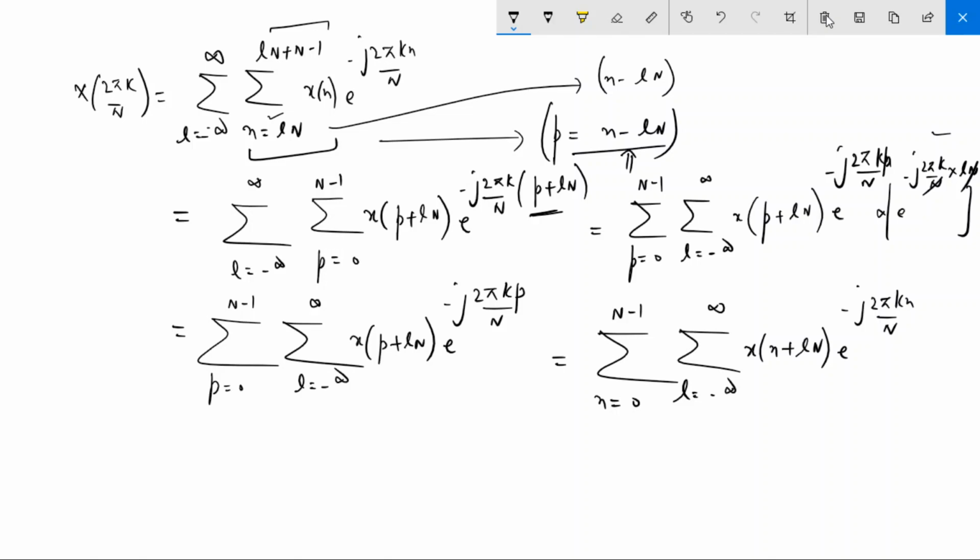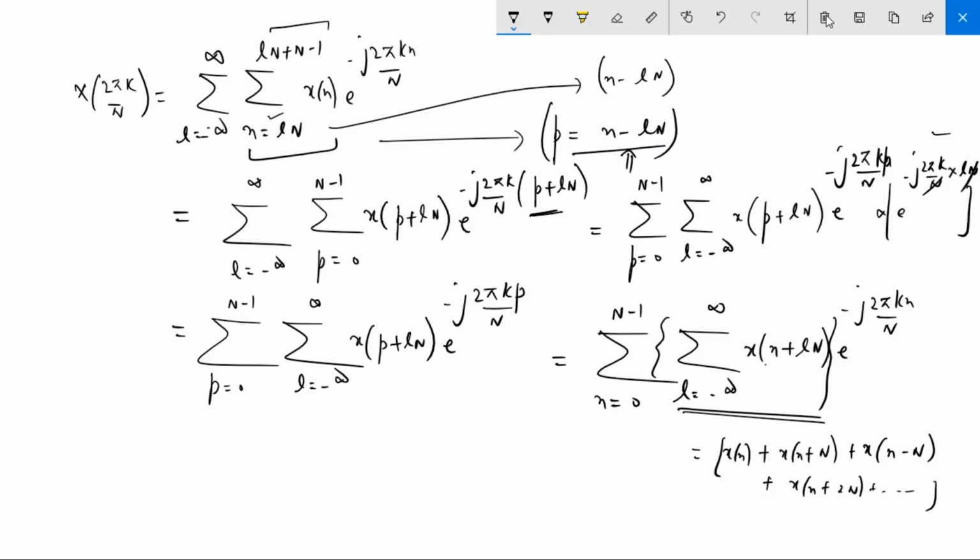Okay, now if you see carefully this inner summation, x of n plus ln, l from minus to plus infinity, what will you get? When l is 0, you are getting x of n, or you can say it is nothing but x of n plus x of n plus capital N. When l is minus 1, it is x of n minus capital N, and so on. Then x of n plus 2n, and so on. This is the summation over l.